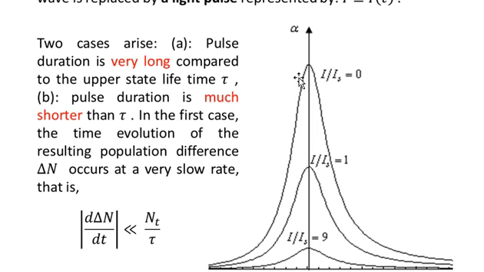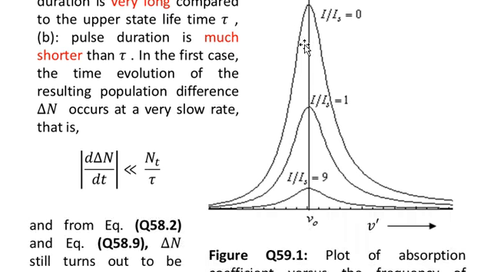We have plotted alpha, the absorption coefficient, along the vertical axis. We have plotted the frequency nu prime, which is the frequency of the probe beam, on the horizontal axis. We have assigned arbitrary values to the resonant frequency nu naught, and the caption is a plot of absorption coefficient versus the frequency of the incident probe beam. And you see that we have set different values of the saturating beam.